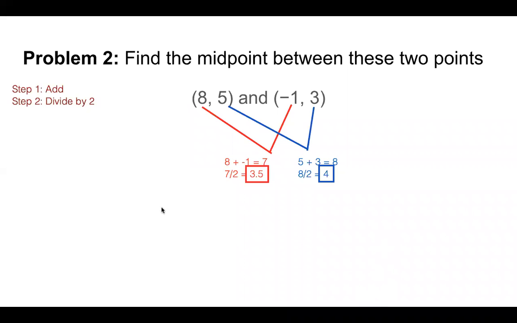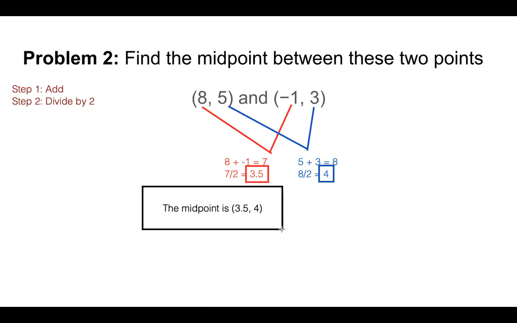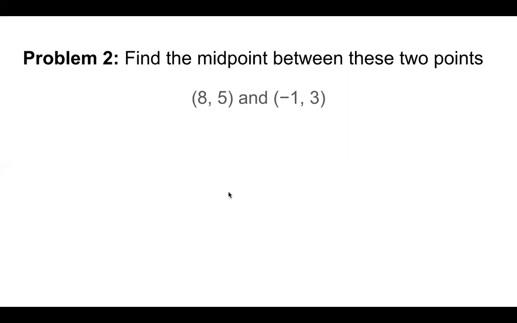So on to our final answer. The midpoint is (3.5, 4). I'll go ahead and box that to make it known that that is our final answer. Okay, let's move on to the last problem. And I'm going to clear those steps, so try to remember them. Okay, this one's tricky in that it has decimals, but we follow the exact same steps.